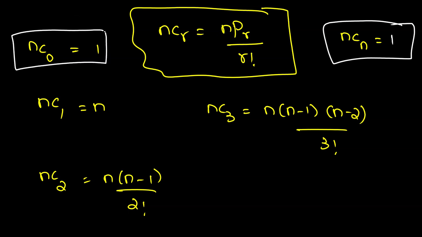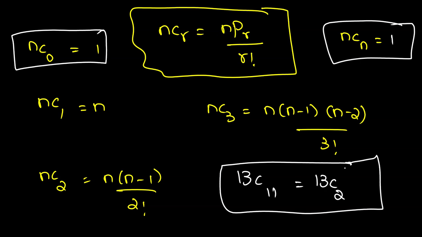And we discussed one important point for calculations. 13C11 can be taken as 13C11 in this method, what will happen? 13 into 12 into 11, so on 11 terms divided by 11 factorial, I have to write. That will take more time. But what is equivalent to that? 13C2. Because out of 13 people selecting 11 people, instead out of 13 people select 2 people and reject them.